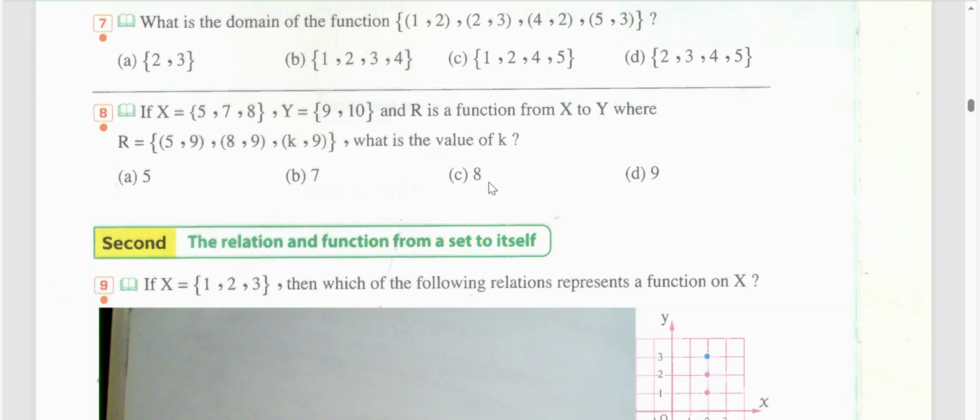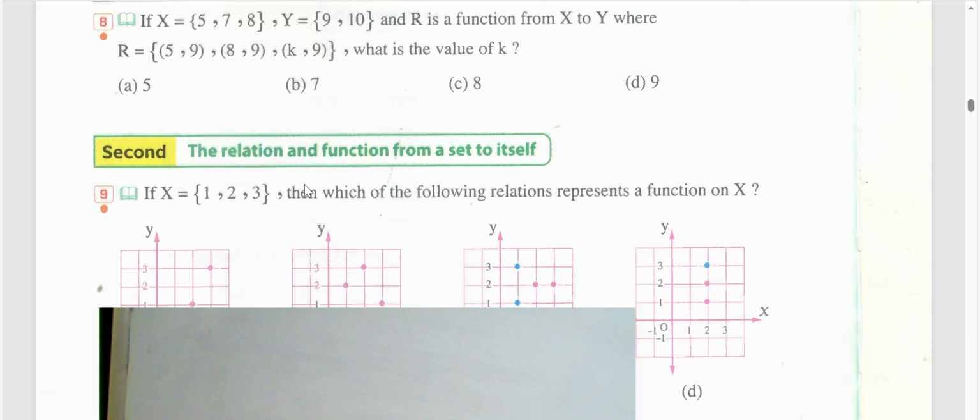Next question, number 8. If x equal 5, 7, 8 and y equal 9 and 10, and r is the function from x to y, what is the value of k? Here we have 5, 7, 8. But here 5, 8, 7. Then k must be equal 7. Each element in x has only one image in R.